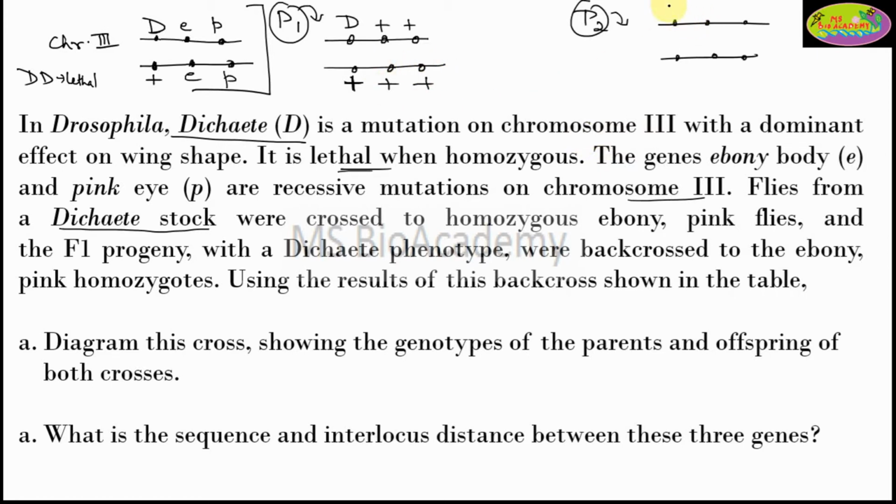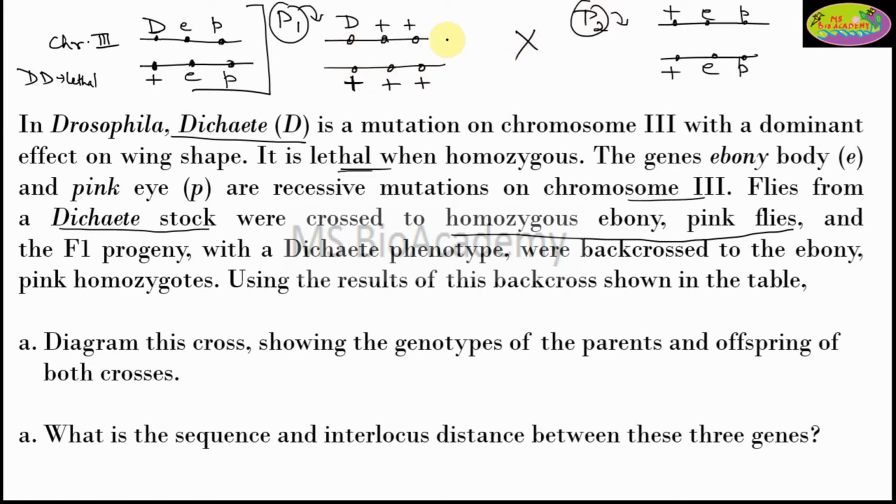This will be the genotype of one of the parents. Now they have said that it was crossed to a homozygous ebony pink fly. So the other one, which is homozygous ebony, should have two alleles on both homologous chromosomes, for ebony and for pink also. So we'll write EP, EP, and since Dikete is not present, we'll write plus plus. So these are the two parents being crossed together.